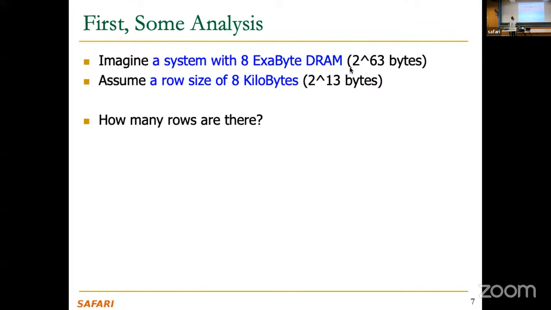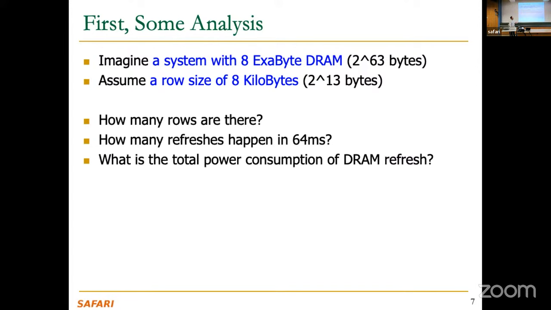Rows you have here. So you need to refresh that many rows with some time period, right? And how many refreshes can happen in 64 milliseconds? I think you cannot answer this question without knowing how much time it takes to perform a refresh. I can give you a ballpark number saying that refreshing one row takes around 50 nanoseconds. So you can calculate how many refresh operations you can perform in 64 milliseconds, right? And then based on that, you can see if this is feasible or not.